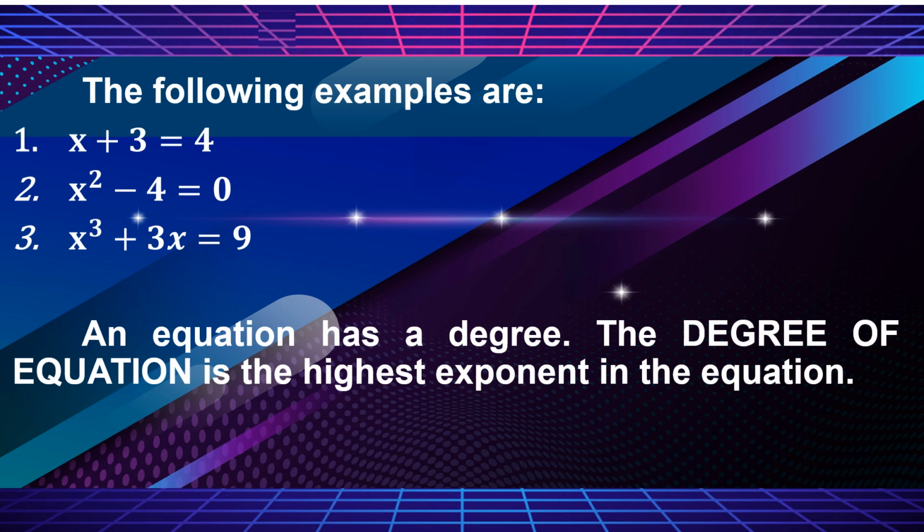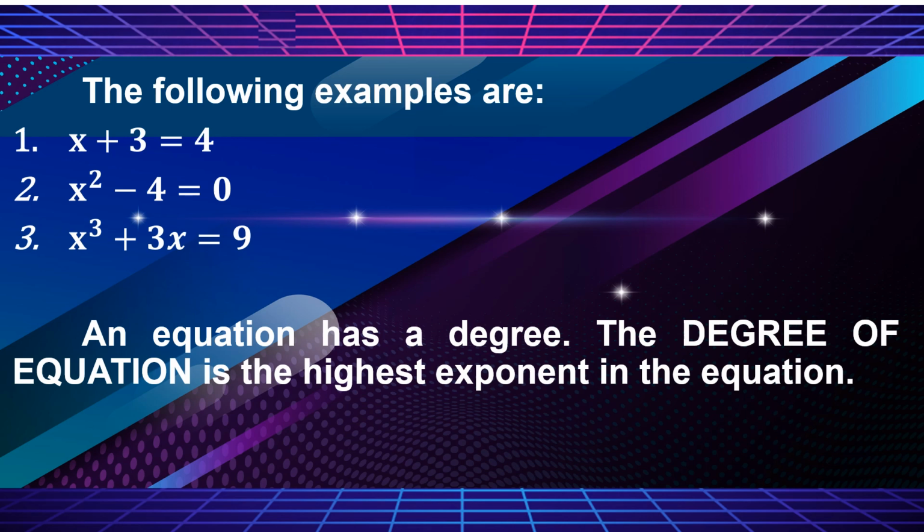I have here 3 examples of equation. First example, x plus 3 equals 4. Second, x squared minus 4 equals 0. Third, x cubed plus 3x equals 9. As what you had noticed, the 3 expressions have an equal sign that makes them equations. So meaning the 3 examples are equations.